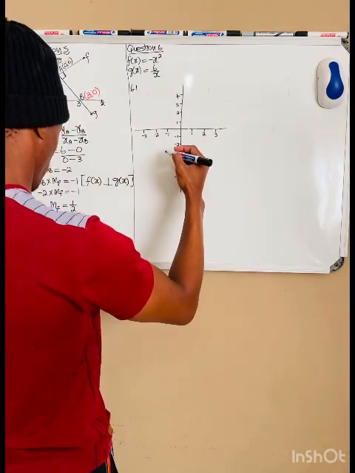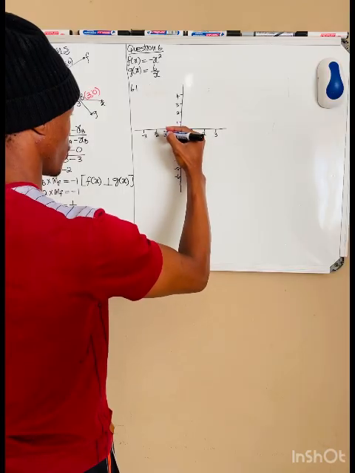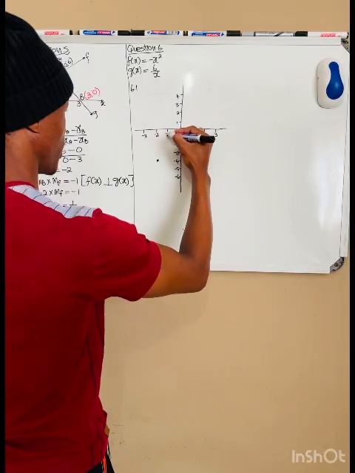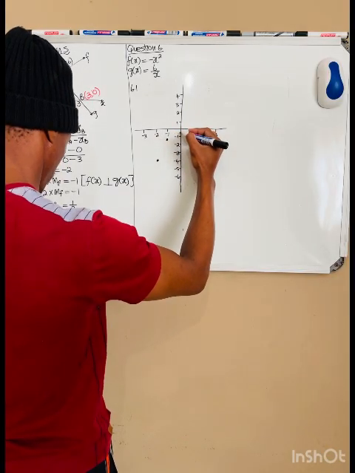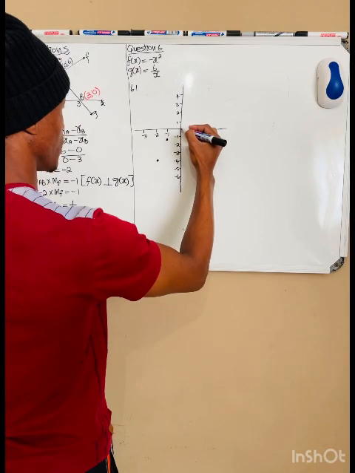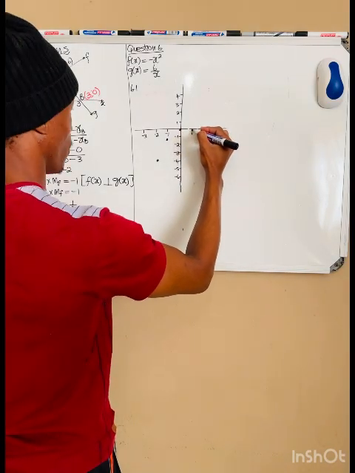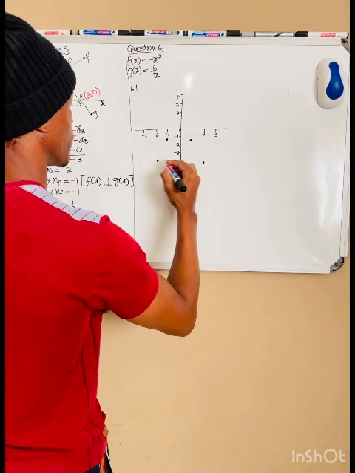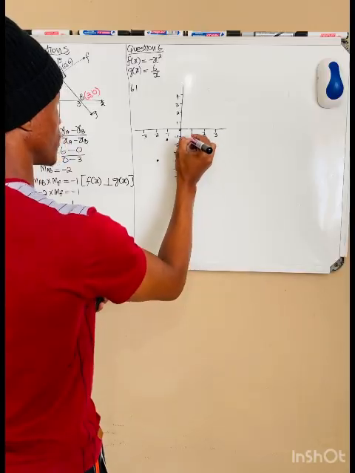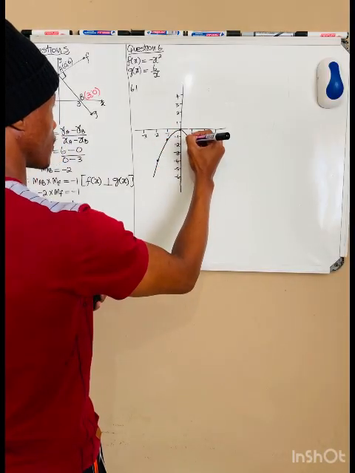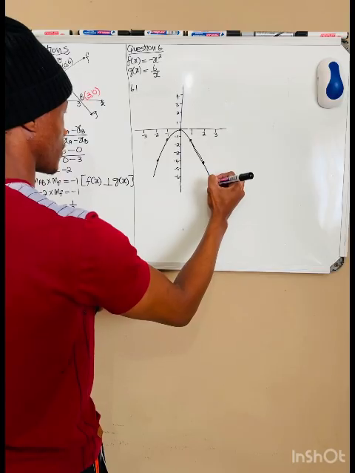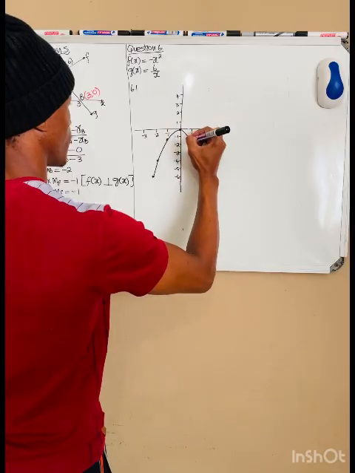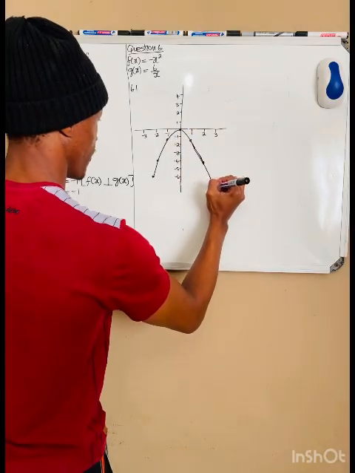So let's start with f. We have minus 2 and minus 4, minus 1 and minus 1, then 0 and 0, and then 1 and minus 1. Then 2 and minus 4. So this is the first parabolic function. So this is f.